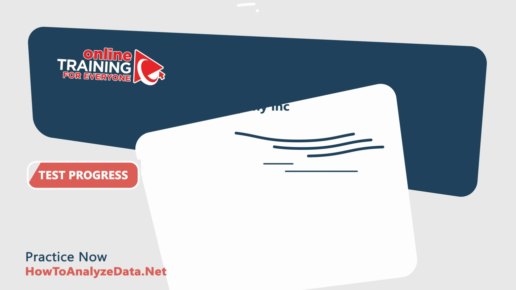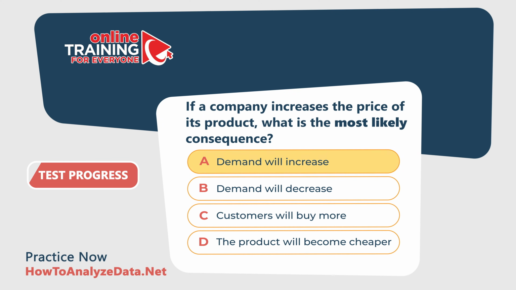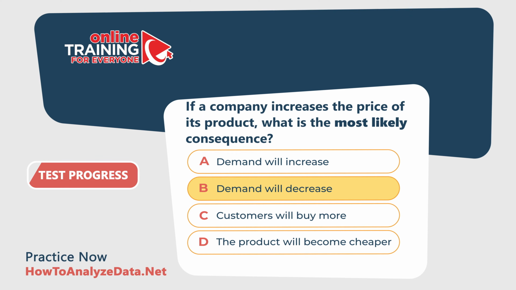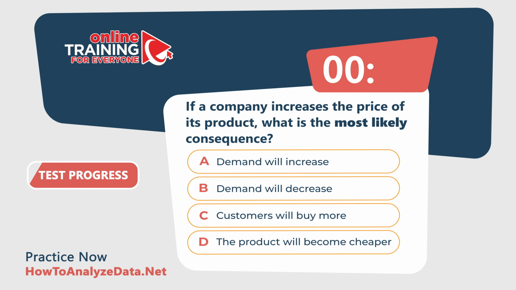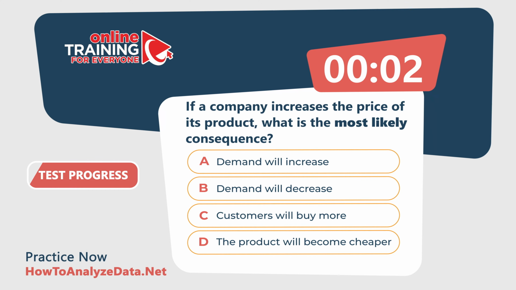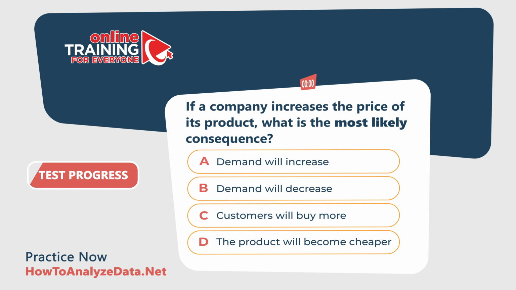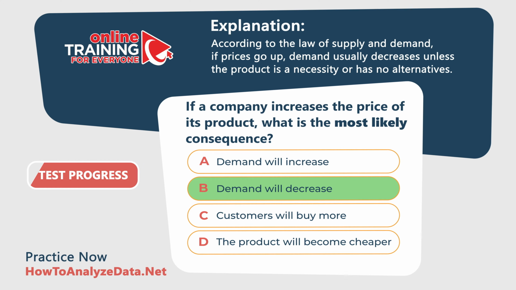If a company increases the price of a product, what is the most likely consequence? A, demand will increase. B, demand will decrease. C, customers will buy more. D, the product will become cheaper. Correct answer is B, demand will decrease. And here's why. According to the law of supply and demand, if prices go up, demand usually decreases unless the product is a necessity or has no alternatives.